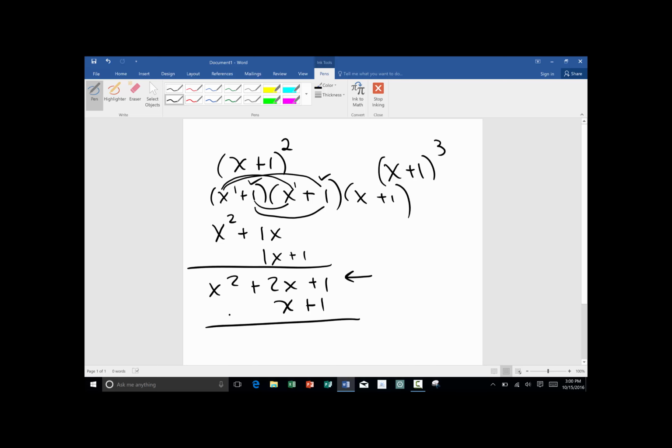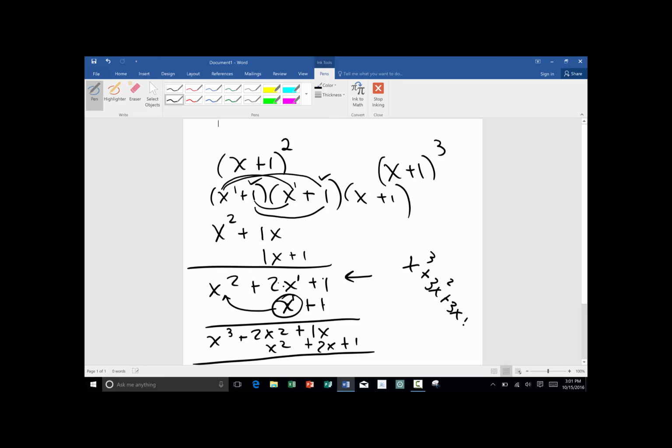And I like to put them up and down and multiply them because it makes it easier for me to see. I would do x times x squared. Again, you add the exponent, so I get x cubed. X times 2x, and I get 2x squared. X times 1 is 1x. And so I've dealt with the x. Now I'm going to do 1 times x squared, 1 times 2x, and 1 times 1. And now I've got them stacked so that I can add the like terms. And that ends up being my answer for that.